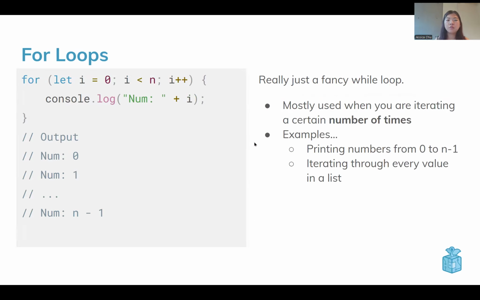Okay? Now, for loops. For loops are like a specific version of a while loop. So we use for loops when we want to run something for a specific number of times. So let's say you know you want to print numbers 0 through n minus 1, or you want to iterate through every value in a list, which has a specific number of values. Then we want to use a for loop because we know before running it how many times we want to loop. So you can see the structure.